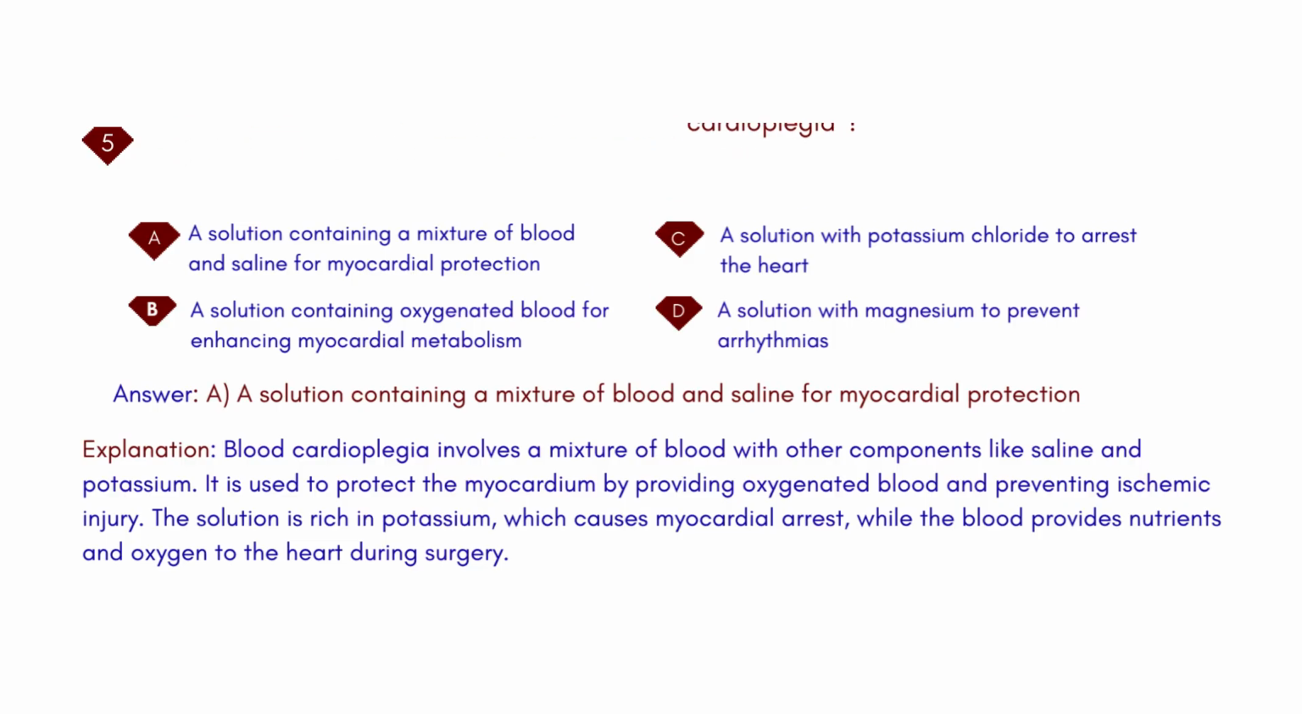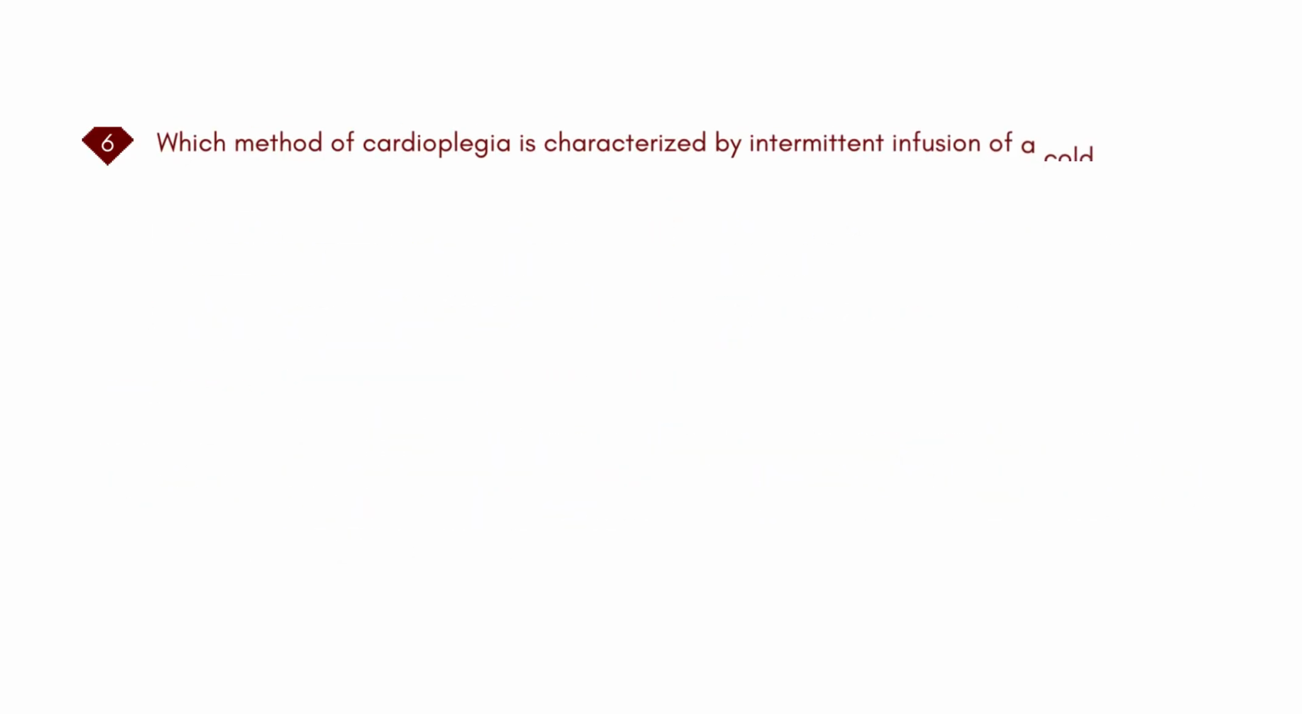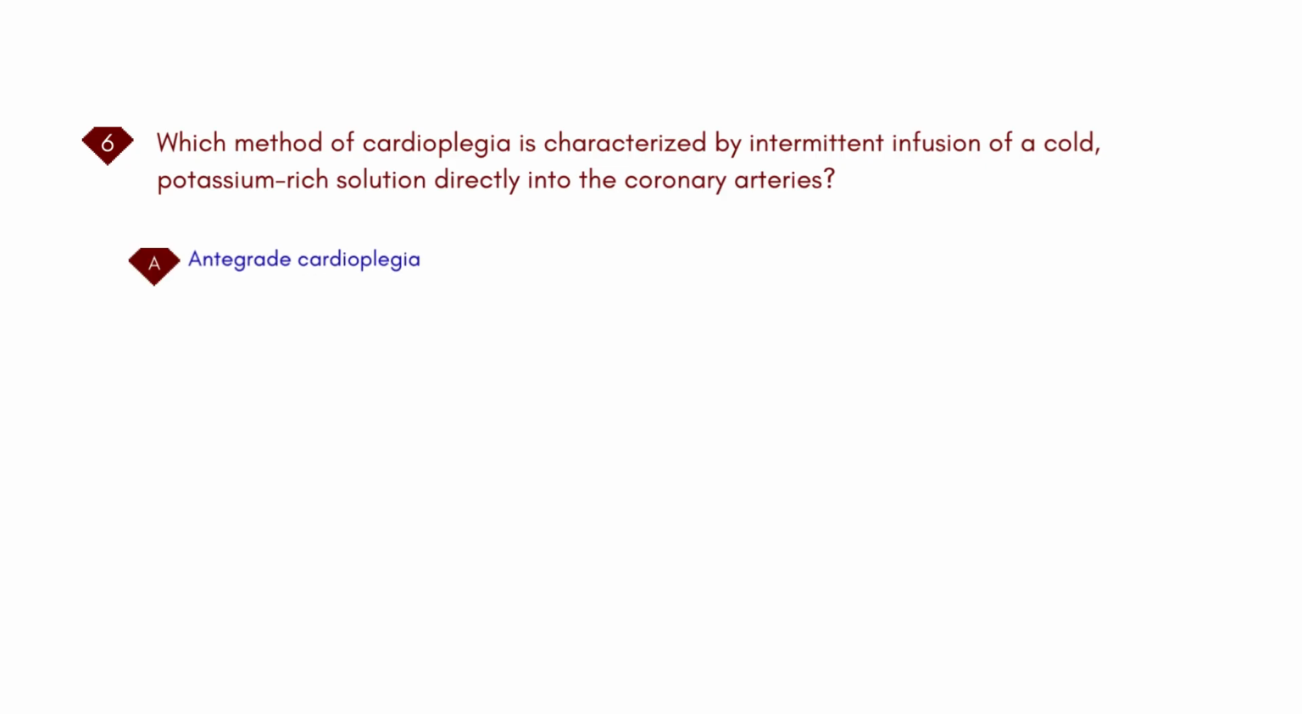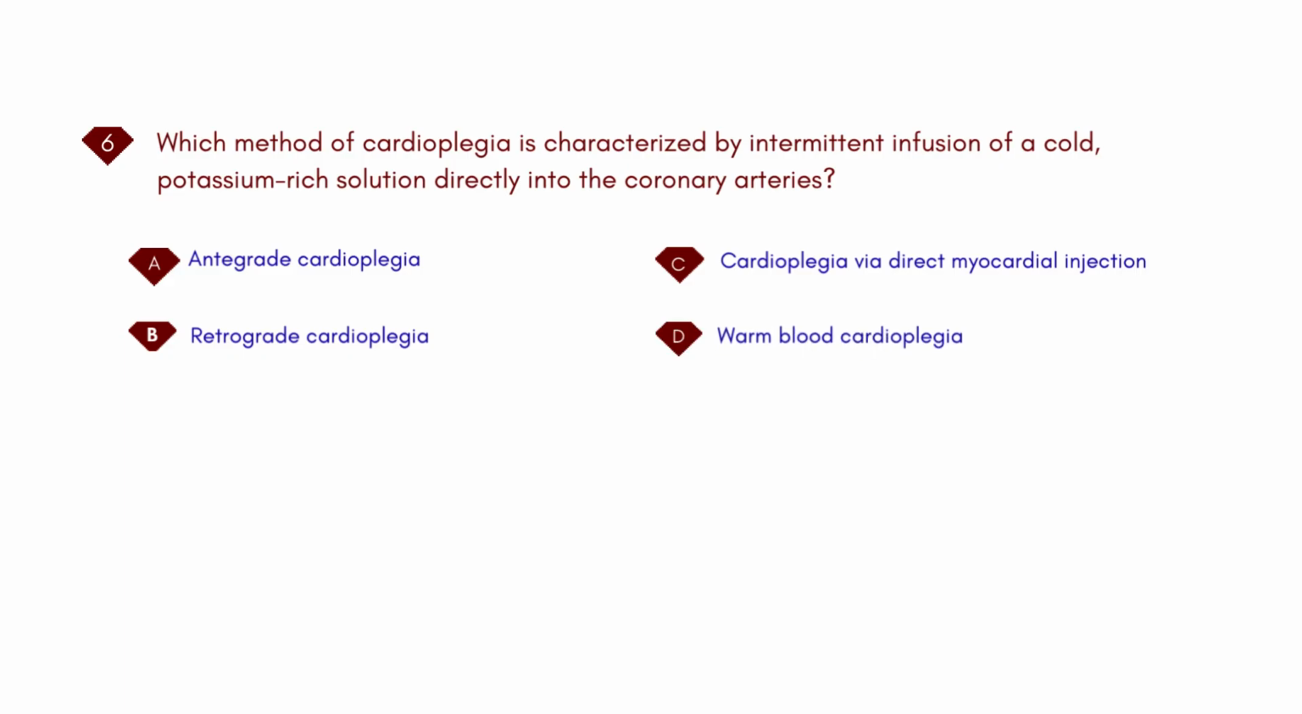Which method of cardioplegia is characterized by intermittent infusion of a cold, potassium-rich solution directly into the coronary arteries? A. Antegrade cardioplegia. B. Retrograde cardioplegia. C. Cardioplegia via direct myocardial injection. D. Warm blood cardioplegia. Answer: A.